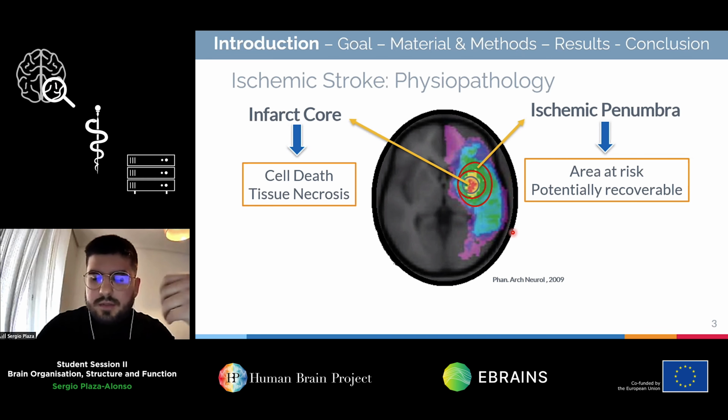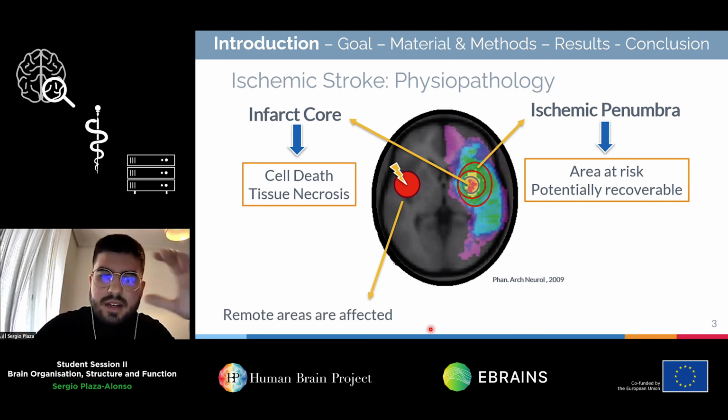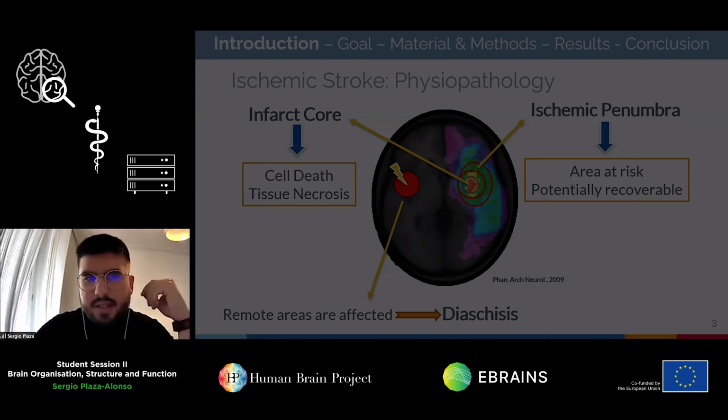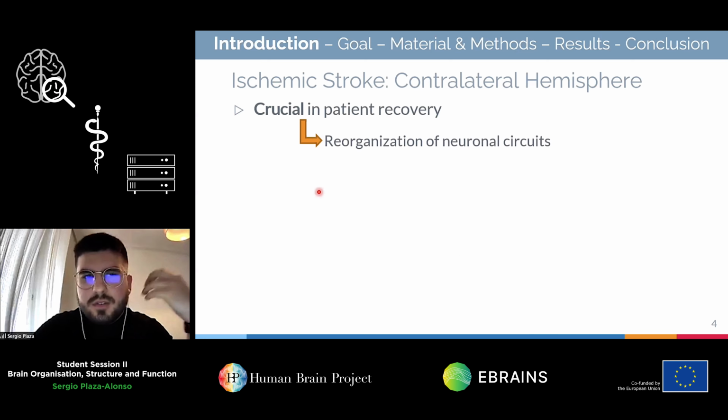In fact, interesting studies indicate that remote areas connected to the infarct core are also affected as a consequence of a process known as diaschisis. One of these areas is the contralateral hemisphere, which is crucial in the patient's recovery since it participates in the reorganization of neural circuits after the stroke event. The alteration of this contralateral hemisphere may be implicated in the suppression of functional recovery in the ischemic patient.